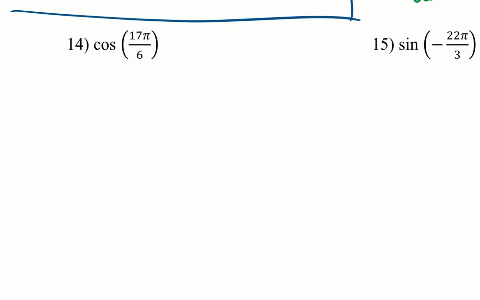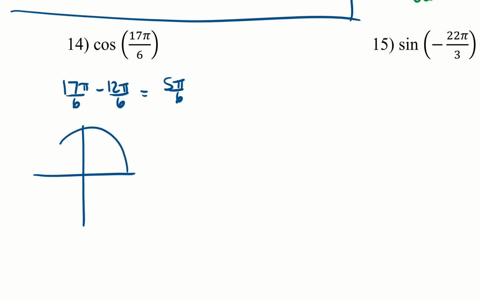All right, number 14. This angle right now is more than 2 pi. So I'm going to go ahead and find a coterminal angle here by subtracting 2 pi, or 12 pi over 6, to get 5 pi over 6. Now this angle's not acute, so I'm going to figure out the reference angle as one of many different strategies in order to solve this problem. Evidently drawing circles is incredibly hard today.